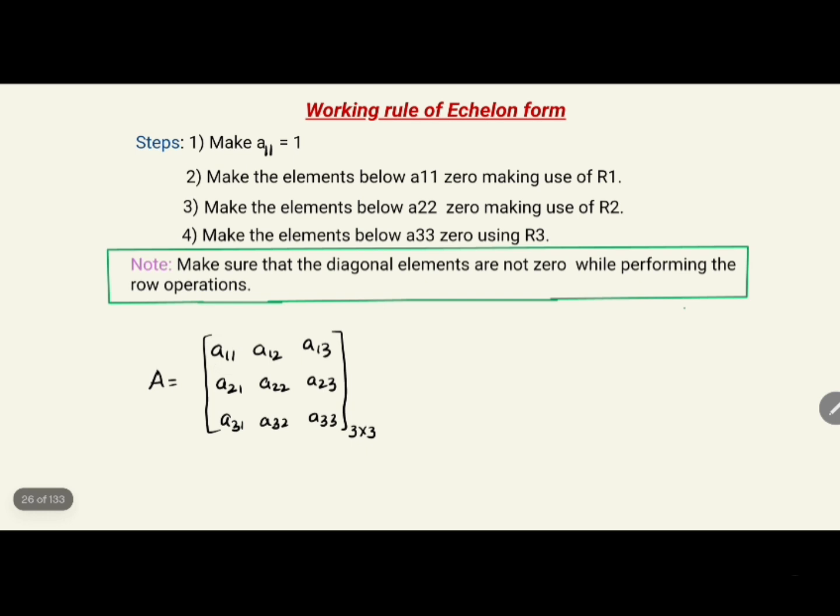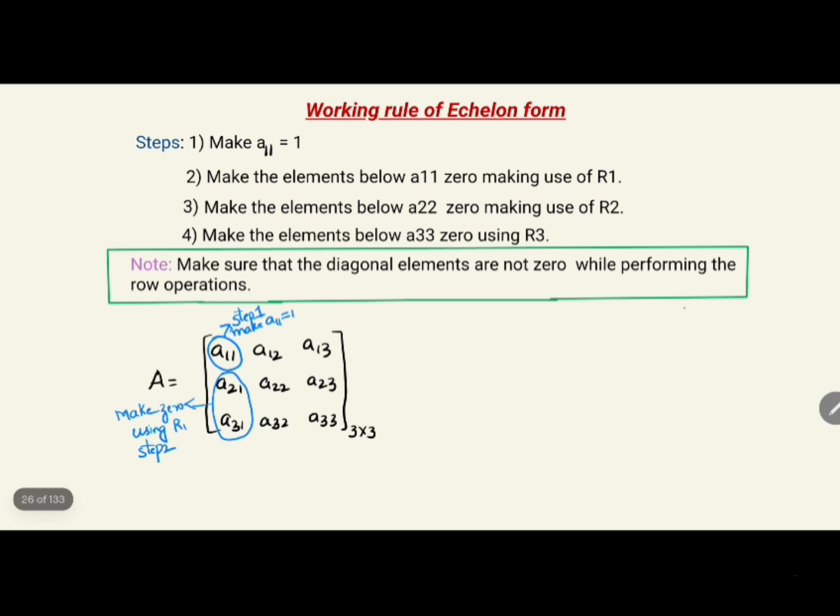So I am writing here, students, make this element 1. So this is step 1. What is step 1? Make A11 equal to 1. Now after that, the second step: make the elements below A11 0. What are the elements present below A11? These two are the elements which are below A11. So I should make these two elements 0, using R1. That is step 2. Is that clear?